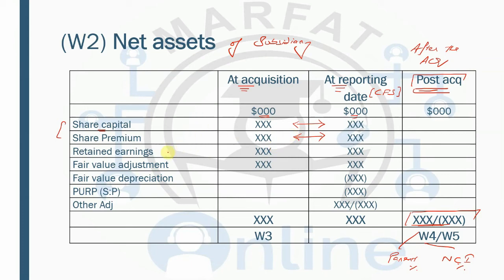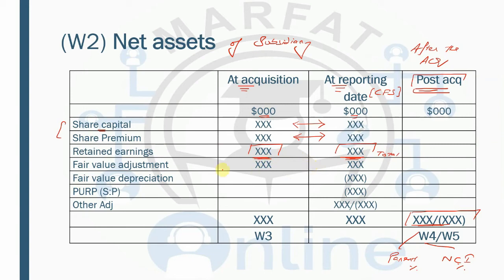And then you will be taking the retained earnings. But this retained earnings is going to be different at acquisition and at reporting date. At acquisition means this is the pre-acquisition amount which the subsidiary has already earned, and these are the retained earnings at acquisition. And at reporting date means this includes the at-acquisition amount plus the profit which the subsidiary has made after the acquisition. So at reporting date is the total, which includes the at-acquisition amount plus the profit which the subsidiary has made after the acquisition.